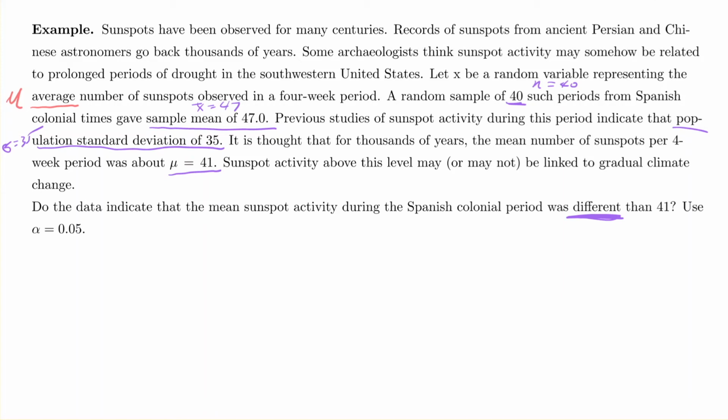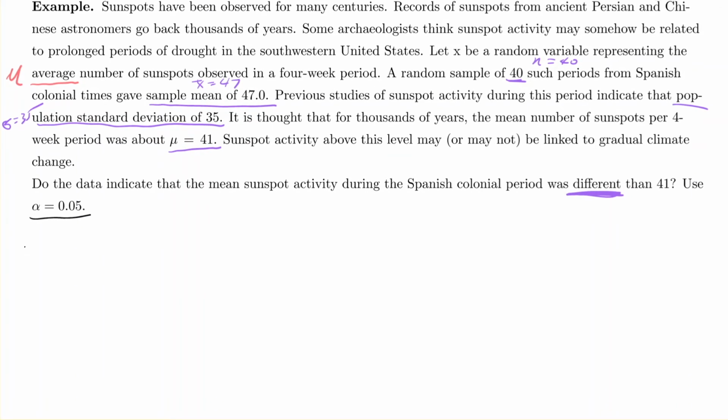So because it's different, we know it's going to be a two-tailed test. But first, let's write the statements. And let's use alpha 0.05. So first, we always find the null and alternative hypothesis. And what we're testing is whether the mean differs from 41. Population mean different from 41.